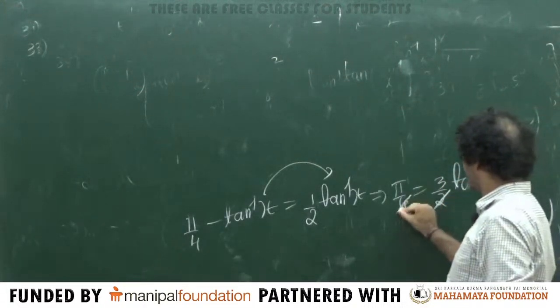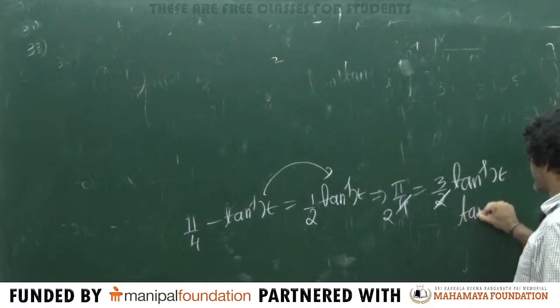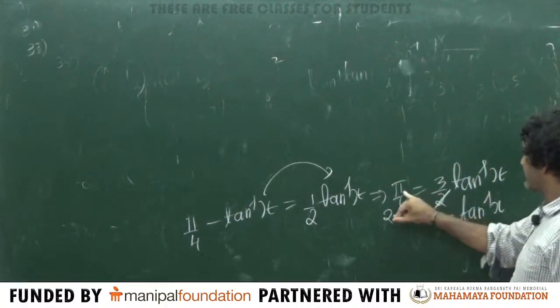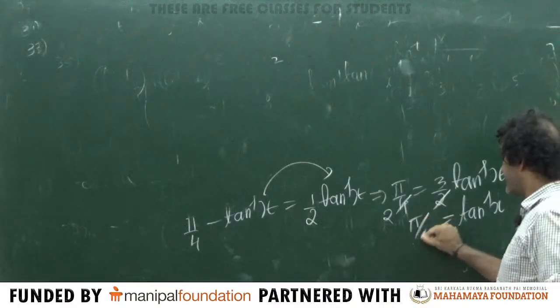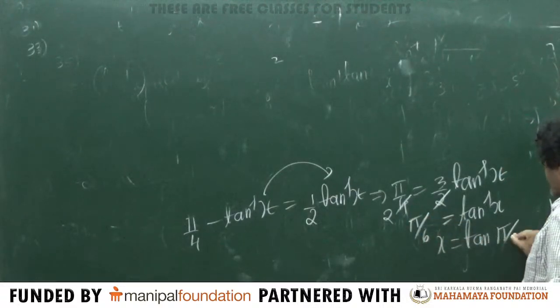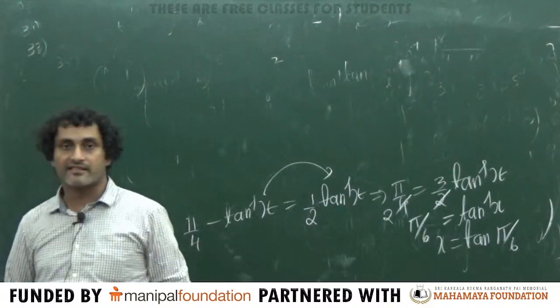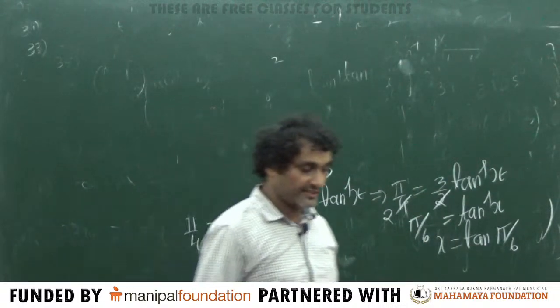Here the 2 will go. So tan inverse x is pi by 2 into 3, which is pi by 6. So x is tan pi by 6. What's tan 30? Isn't it 1 by root 3? So the answer is 1 by root 3, very easily.